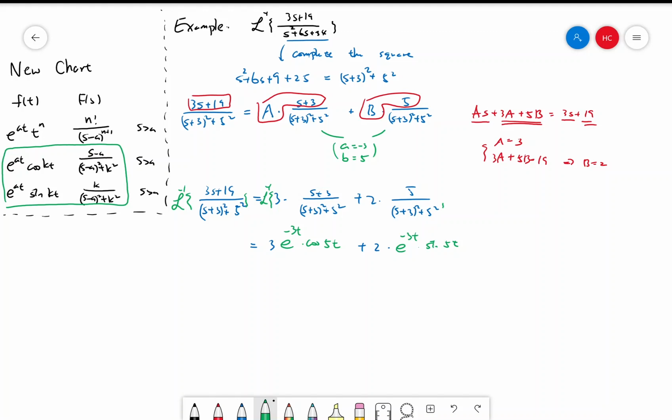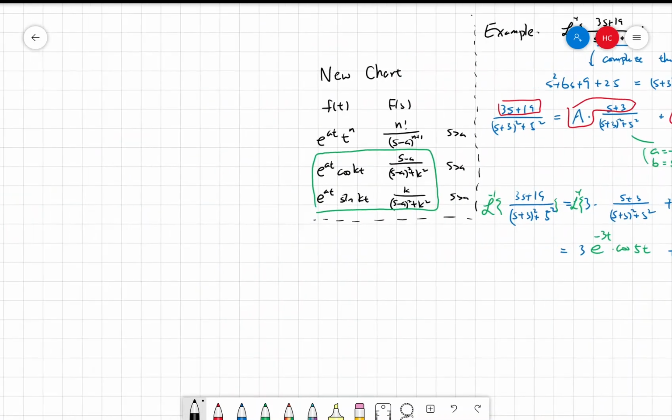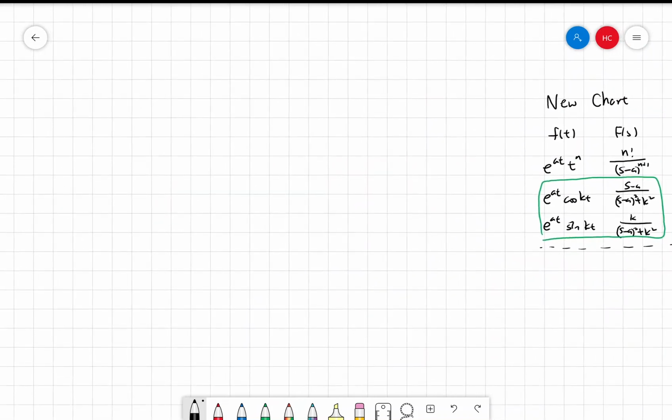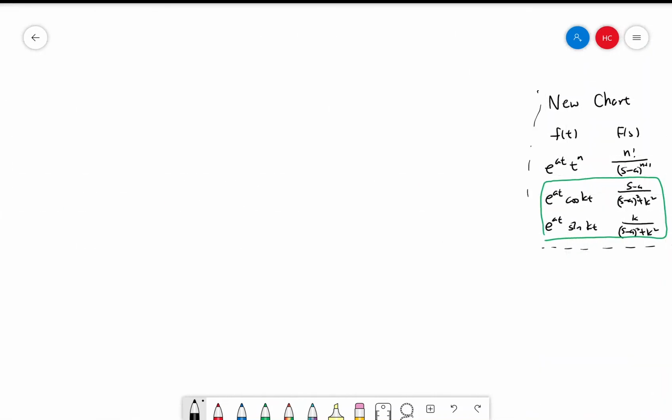Alright, so let's look at more complicated examples with combined cases. Let's suppose we want to find the inverse Laplace transform of (s squared minus s plus 1) over s squared times (s squared plus 1). The denominator is already factored for us.